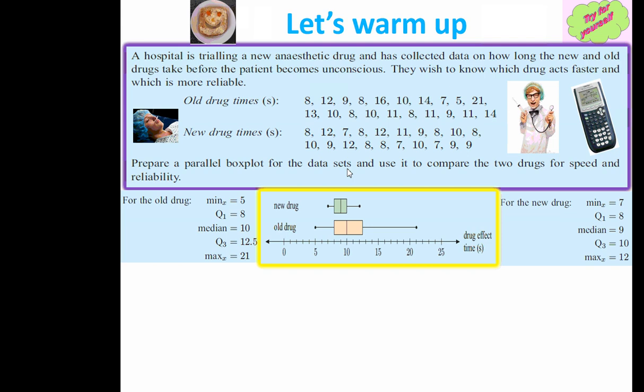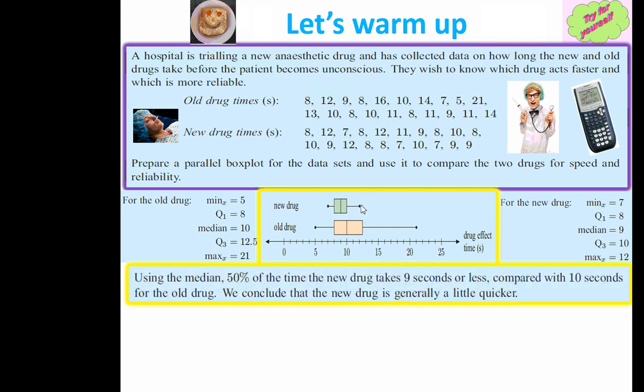And on top of that, which one is faster would have the shortest time. So the shortest time is faster. Although it's possible, sometimes the old drug was faster. In general, the median value was lower for the new drug. Shorter times mean faster. So using the median, 50% of the time the new drug takes 9 seconds or less, compared with 10 seconds or less for the old drug. We conclude that the new drug is generally a little quicker using the median.